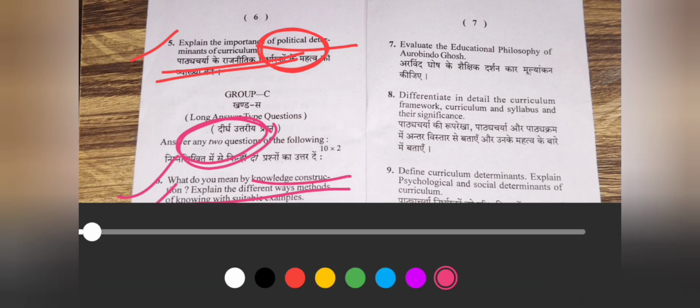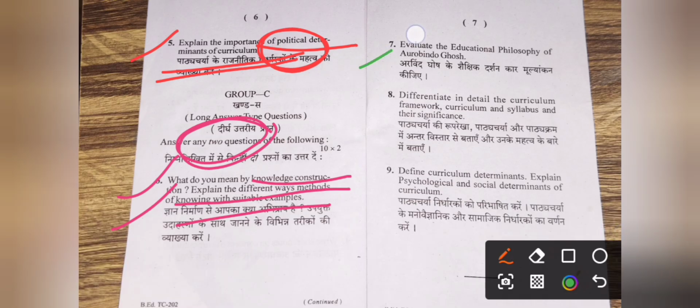suitable examples. Moving toward question number 7, evaluate the educational philosophy of Aurobindo Ghosh. Aurobindo Ghosh was not asked earlier in this paper, but this is the first time Aurobindo Ghosh is also asked in the paper. So if you have sufficient time, then you must go through Aurobindo Ghosh.